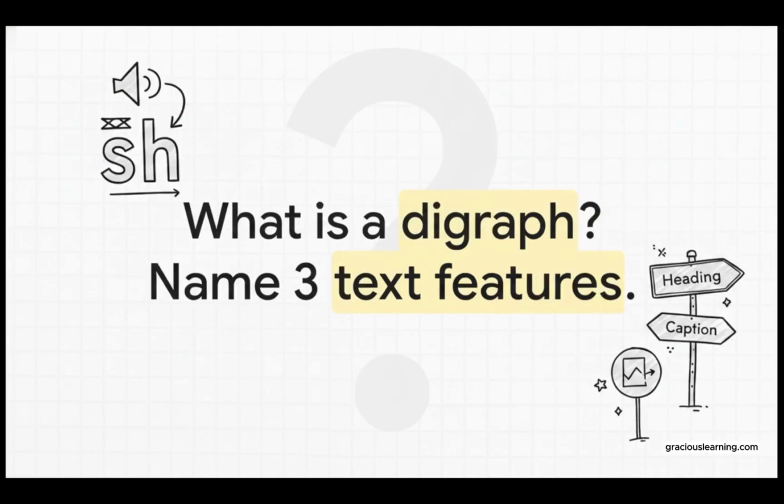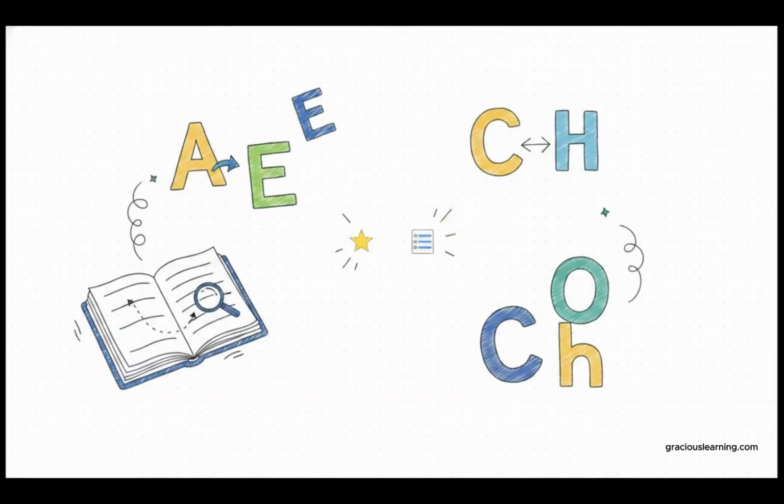Finally, a really quick theory check to lock it all in. What is a digraph? It's when 2 letters make one sound. And if I asked you to mention 3 text features, you could have said headings, subheadings, captions, or labels. Look at that! A gold star and a fully ticked checklist for you. You have successfully cracked the code of week 1.